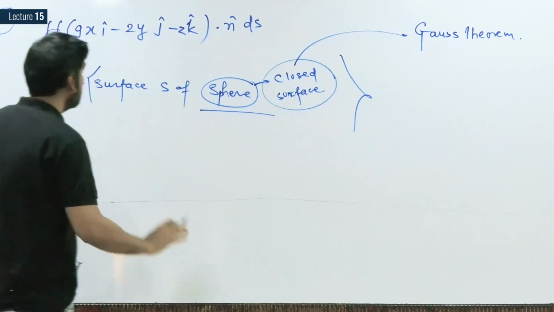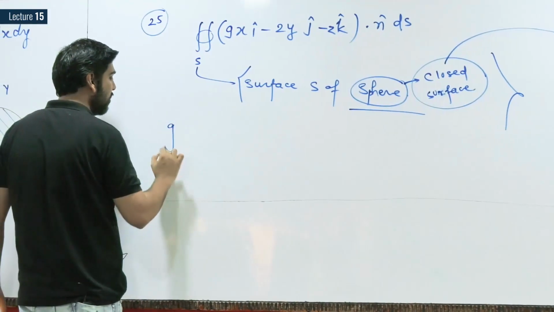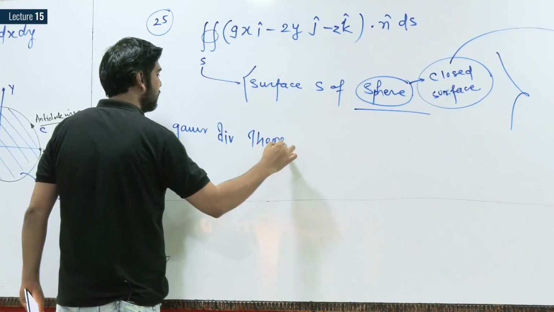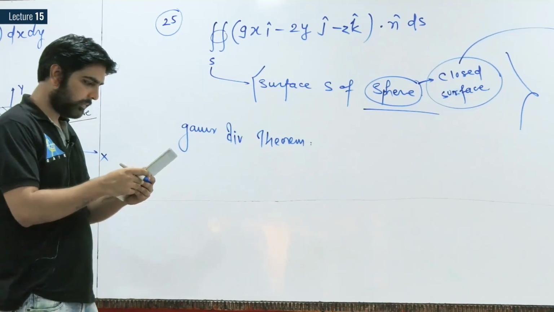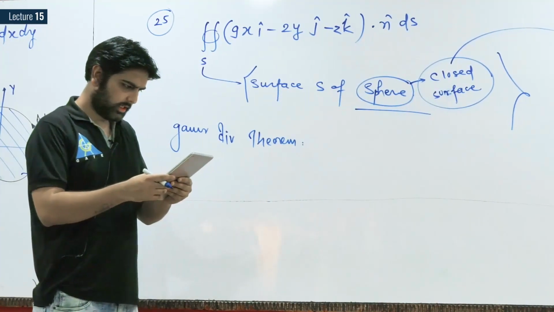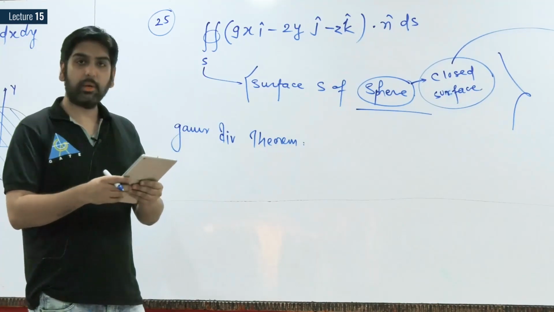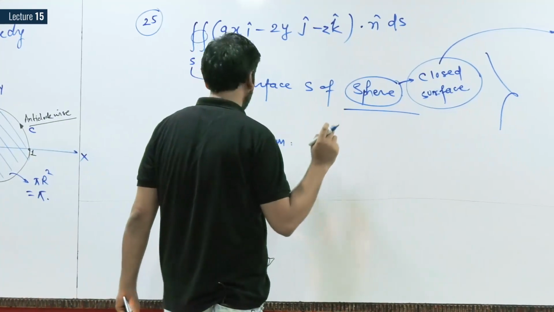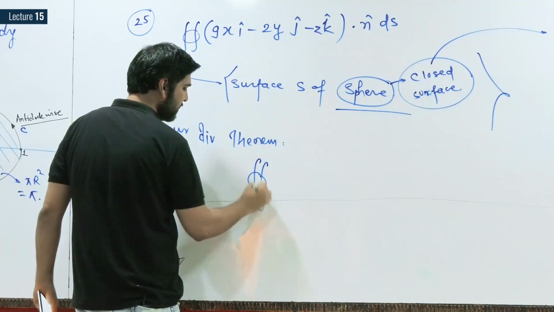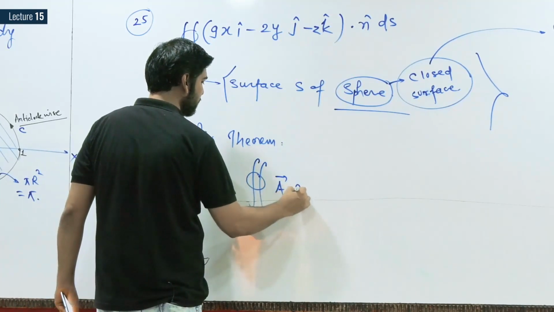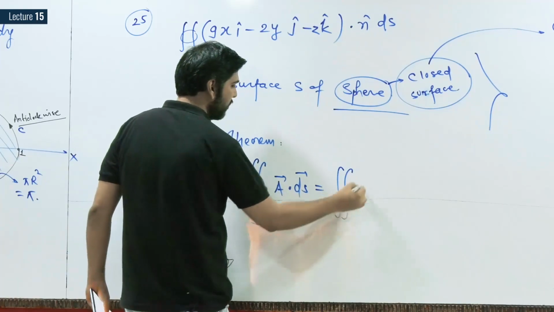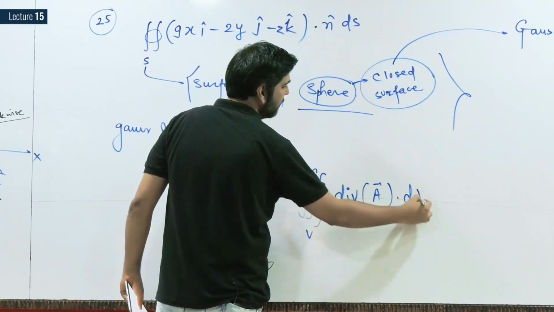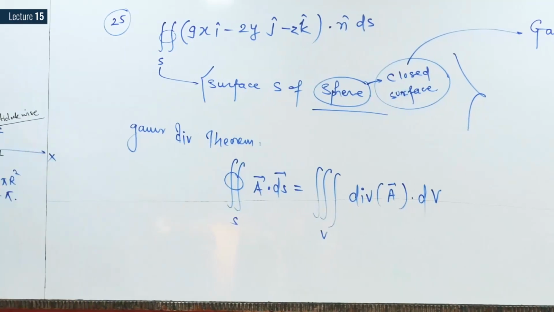Apply Gauss theorem. So if I want to apply Gauss theorem, then what is the Gauss divergence theorem? In question number 19, you have applied the Gauss divergence theorem. So let us apply it in question number 25 also. The closed surface integral of a vector point function is equal to the triple or volume integral of divergence of that vector point function. Now we need to evaluate the divergence, my dear students.